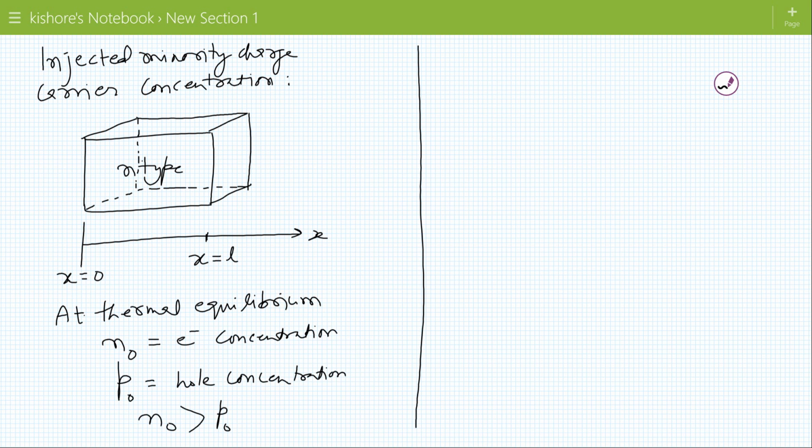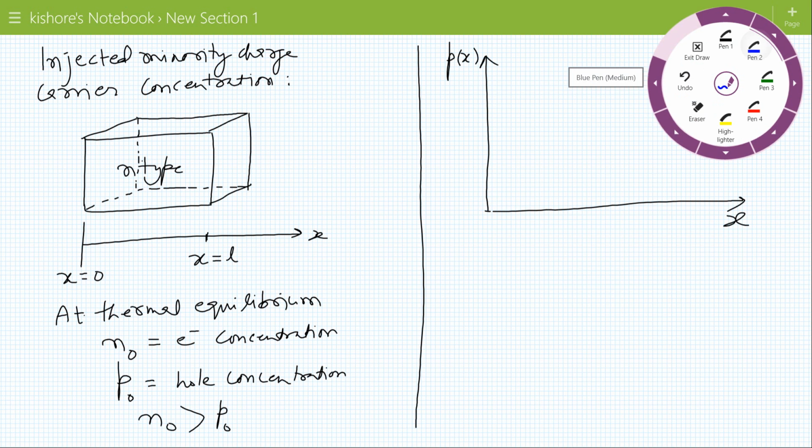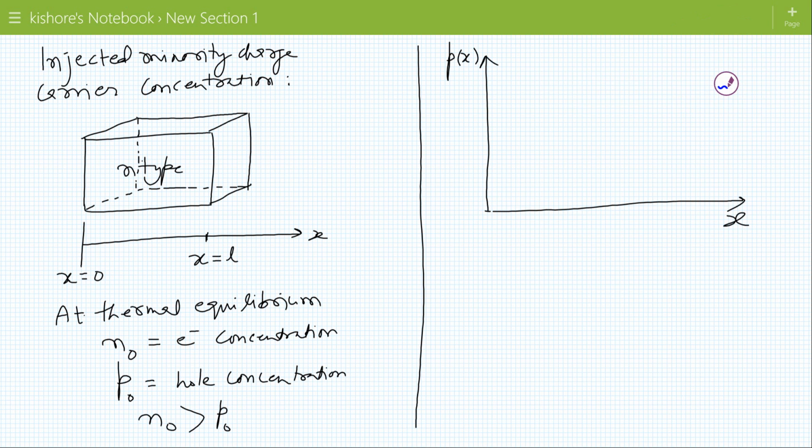So at thermal equilibrium, if we draw the minority charge carrier concentration distribution with respect to length of the semiconductor, then it is constant throughout the length of semiconductor because semiconductor is at thermal equilibrium and this concentration is P naught, which is basically minority charge carriers.